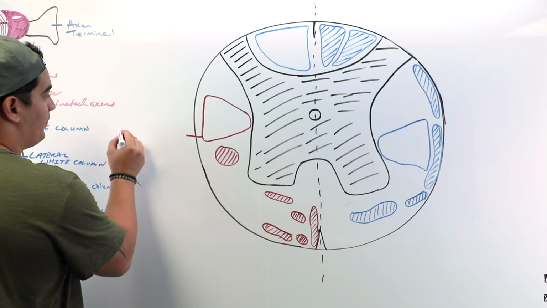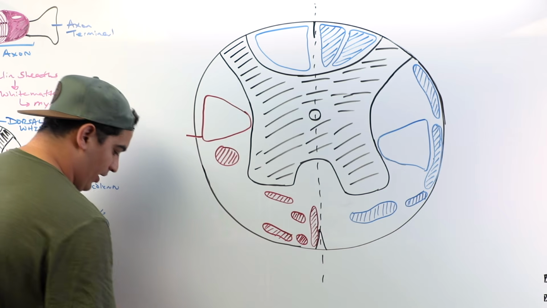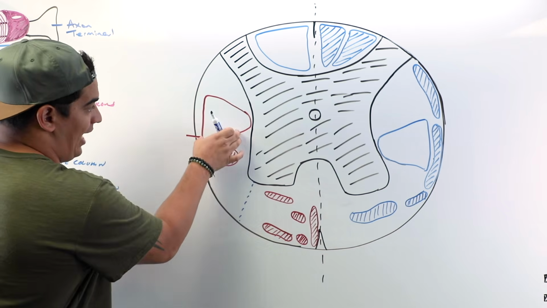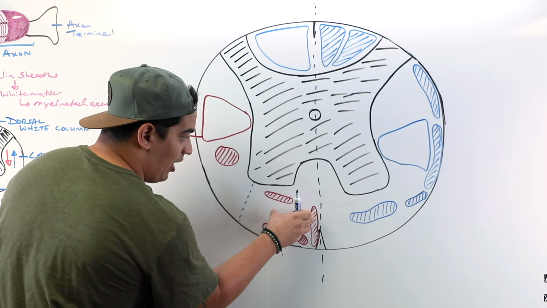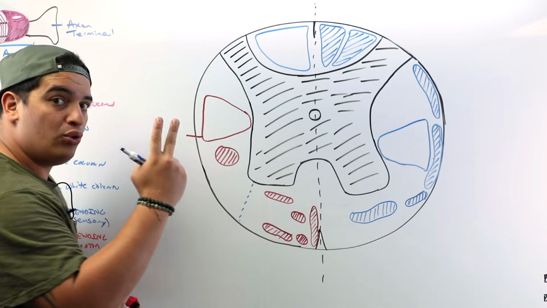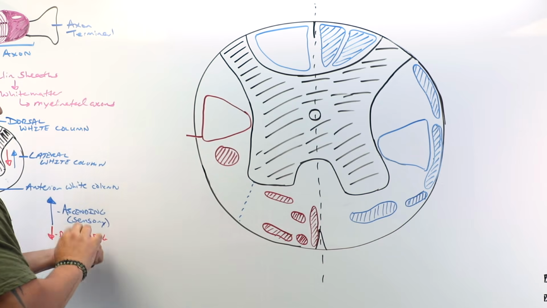This guy right here is in the lateral white column. So here, we're going to make a line to separate your lateral white column from your ventral white column, or anterior white column. In the lateral white column, there are only two descending motor tracts. What are those two descending motor tracts?